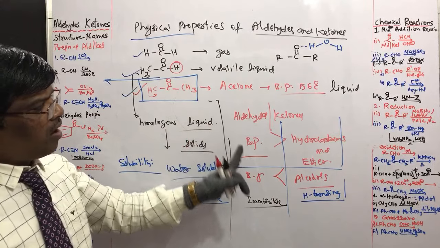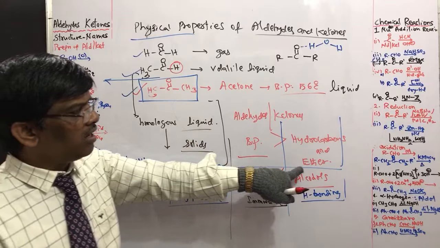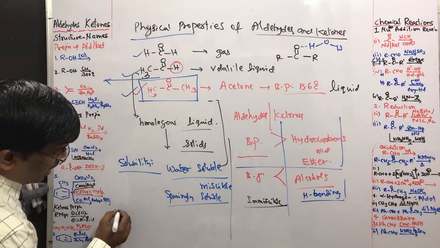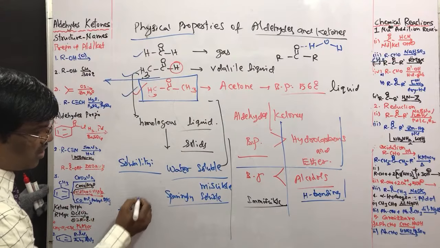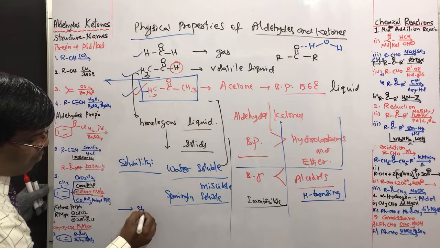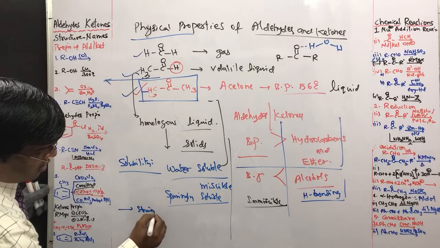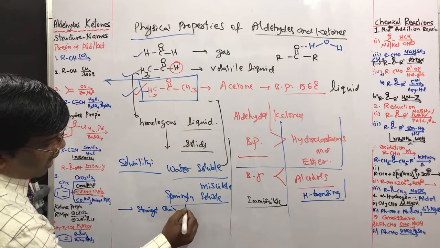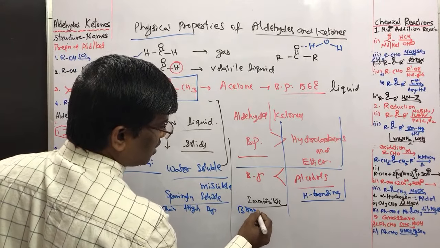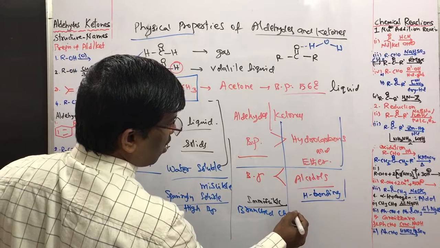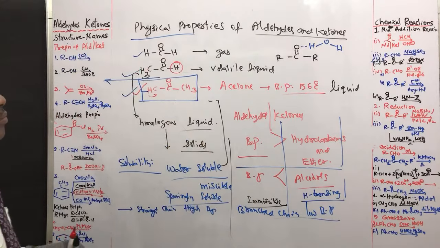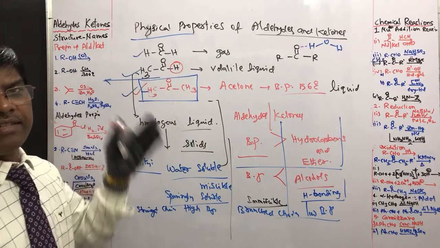Usually you will be tested on the boiling points based on these hydrocarbons and ethers. And one more key point is, straight chain compounds will have high boiling points compared to branched chain. Branched chain compounds will have low boiling points. So these are physical properties of aldehydes and ketones.